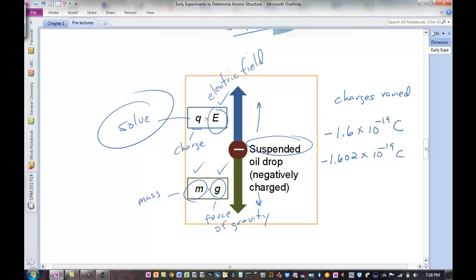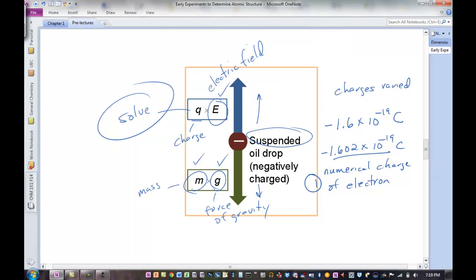So not only did he actually determine the numerical charge, so that's one thing you should know that Millikan figured out, the numerical charge of the electron. Okay, make sure you notice that's different than Thomson. Thomson just figured out that they were negatively charged. Millikan came up with the number, the numerical charge. Okay, so that's one thing you should know about the Millikan oil drop experiment.